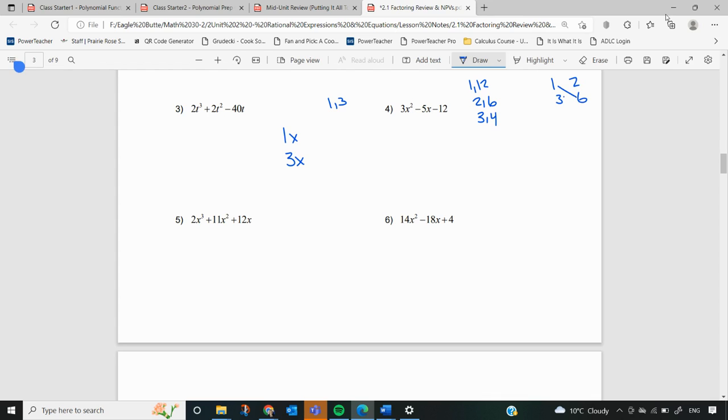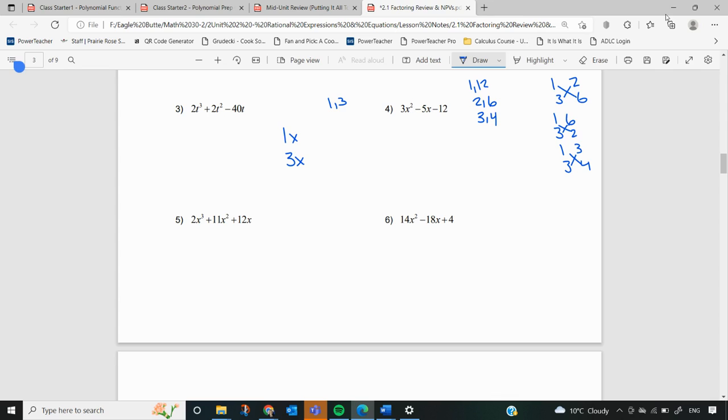So this would give me 6 and 6. That will not get me to a 5. So I might try 1 and 3 and 6 and 2. 18 and 2, that doesn't work. 1 and 3 and 3 and 4. That has a 9 and a 4. 9 and a 4 will get me to a 5. So I'm going to try that one here.